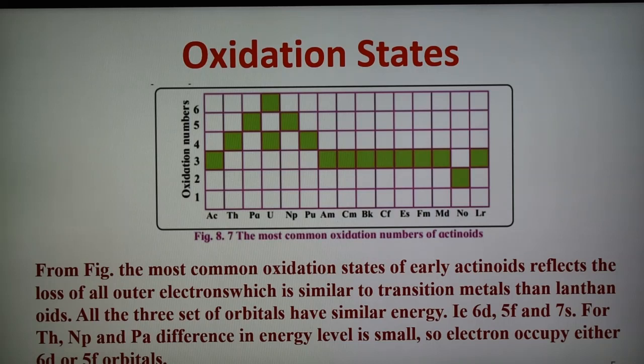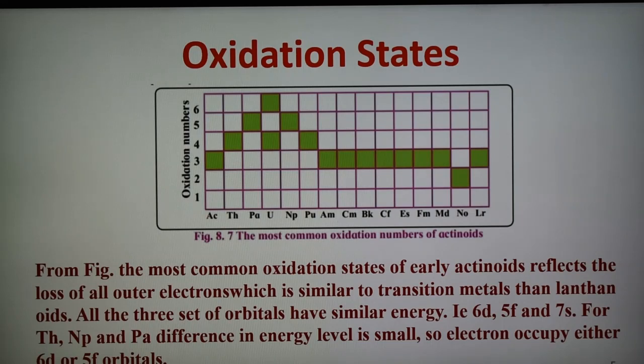In addition to that, the elements can also show +4 and +5 oxidation states. The +4 oxidation state is shown by all the elements from thorium to californium. The +5 oxidation state is shown by all the elements from protactinium to americium. However, the +5 oxidation state is more stable for protactinium and neptunium.